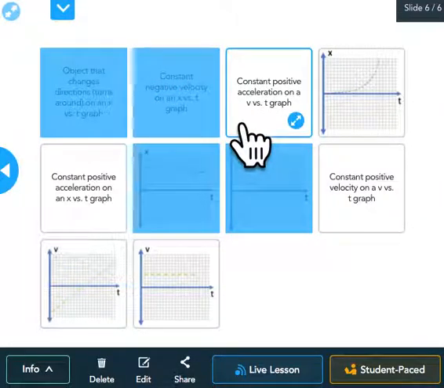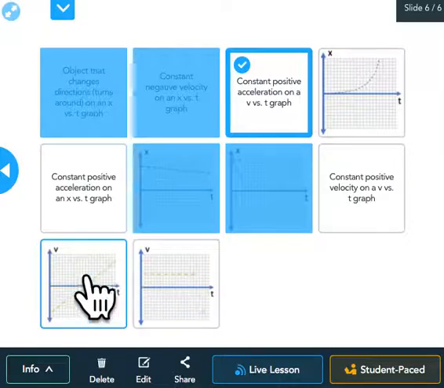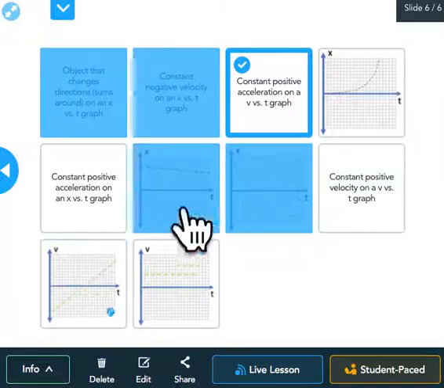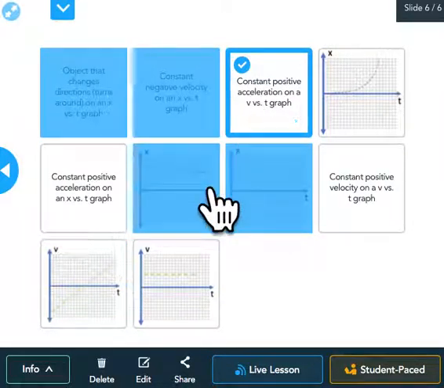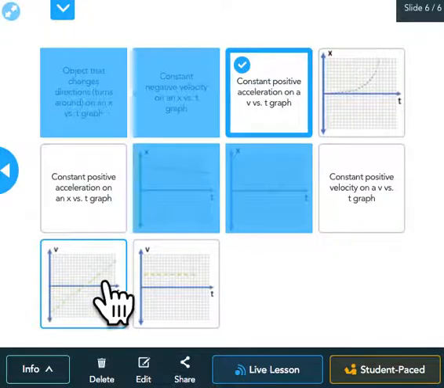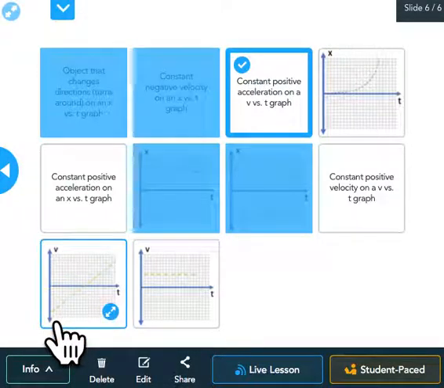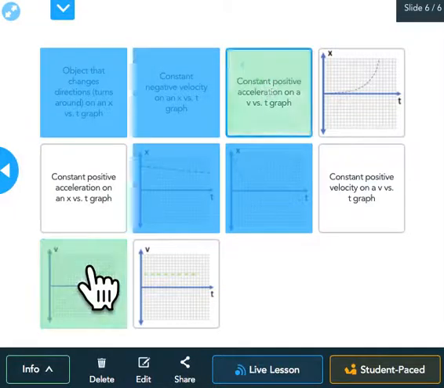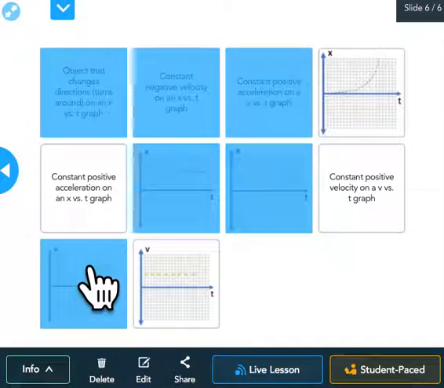Now I want a constant positive acceleration on a v versus t graph. So the only graphs I want to look at are velocity time graphs. These are the only velocity time graphs. I want a constant positive acceleration. This is a constant positive velocity. On a velocity time graph, the slope of the line gives acceleration. This is a positive slope, so this one gives a positive constant acceleration.